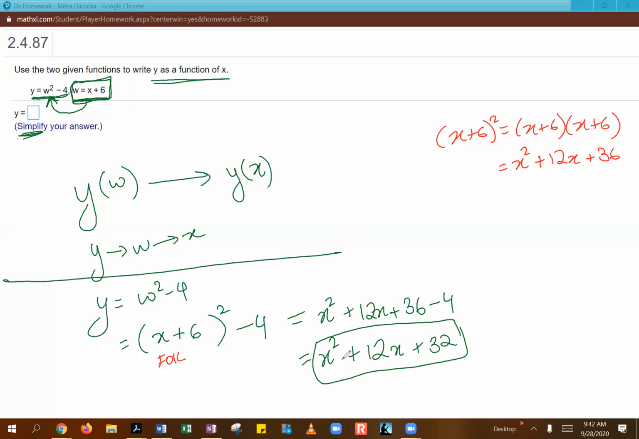And you can see now our y function instead of w is in terms of x. So this is exactly what composition is. But instead of writing it in that composition format, they're giving it to you as two separate functions. All right, very nice job, guys. So that's our x squared plus 12x plus 32.